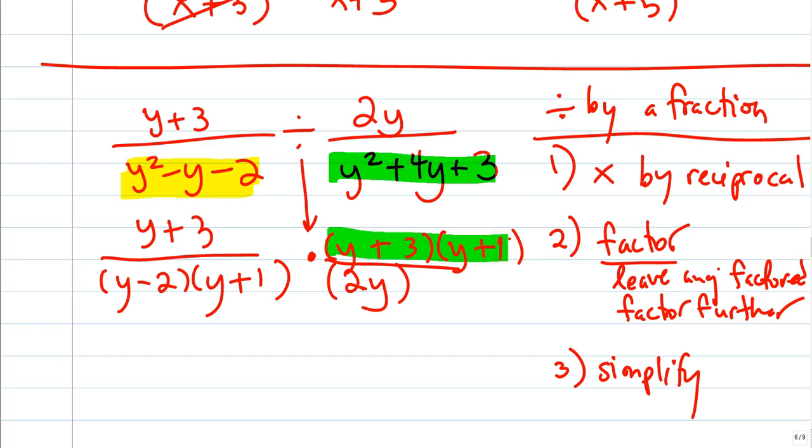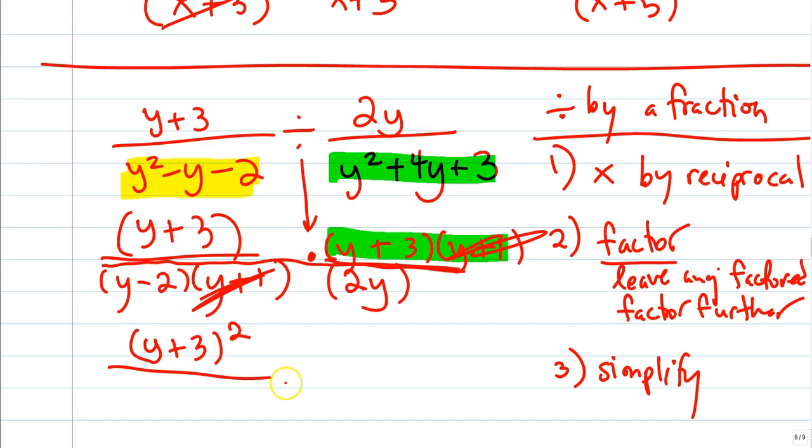Now I can simplify this by treating it like one big fraction and canceling. Basically the top all over the bottom. Does anything cancel? I see a y plus 1. The y plus 3's don't cancel this time. Why? They're both on the top. I think that's it. So we're left with y plus 3 times y plus 3. I'm going to just write y plus 3 squared, since there are 2 of them, all over y minus 2.